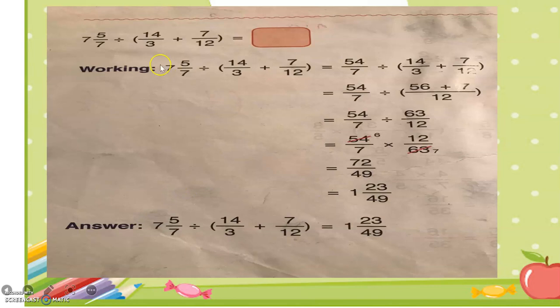Next, we have another example. So 7 and 5 over 7 divided by the bracket. 1/4 plus 3/7 is 12. So do the bracket first. 14 plus 7 plus 5 is 54 over 7, and then do the bracket. This one is 14 plus 7, 21. Okay, so this is 54 over 7 divided by 63 over 12.